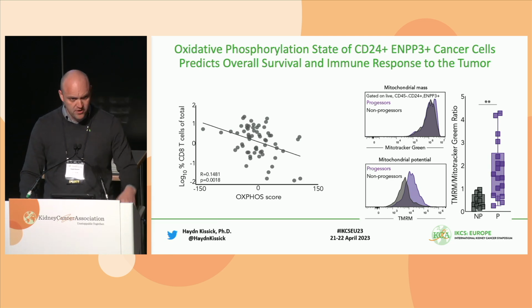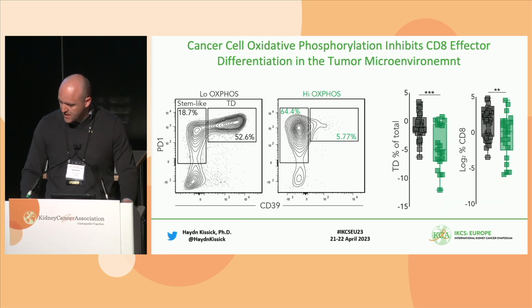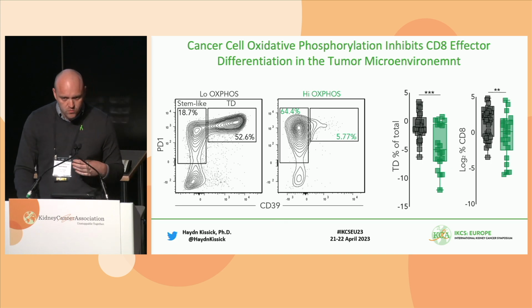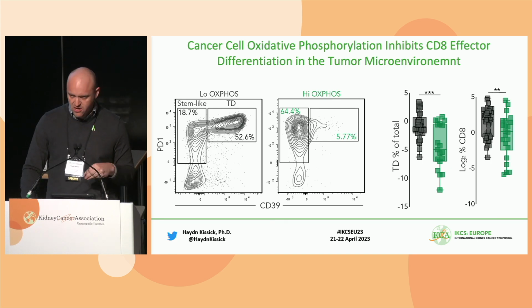All the patients who progressed on immunotherapy later had very high levels of mitochondrial potential in their cancer cells. What was interesting to us, though, is we're trying to understand the biology of immune cells in the cancer, what are driving them, what are making them work.